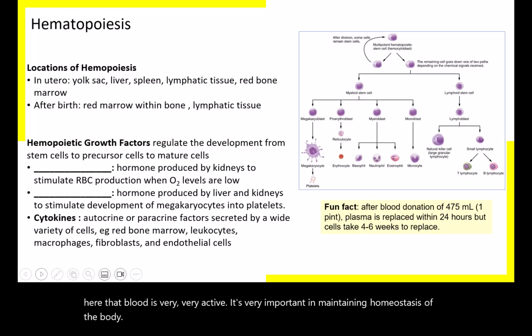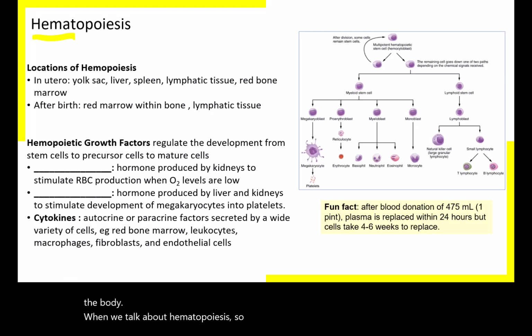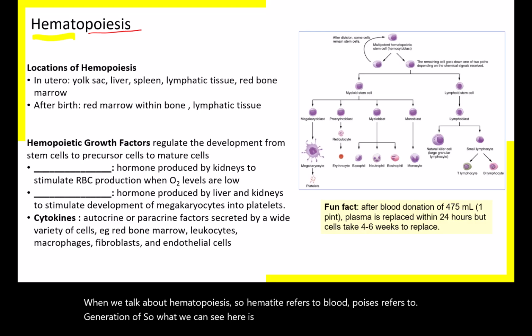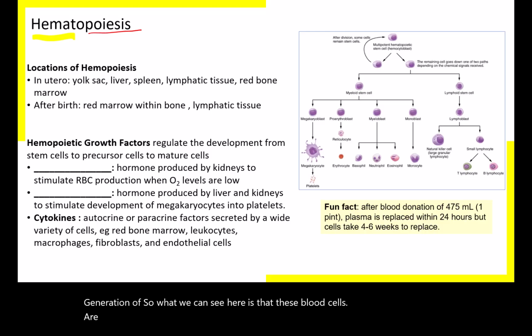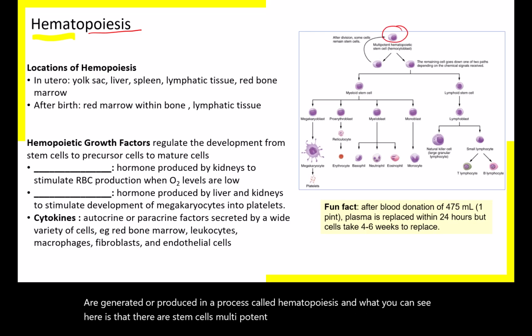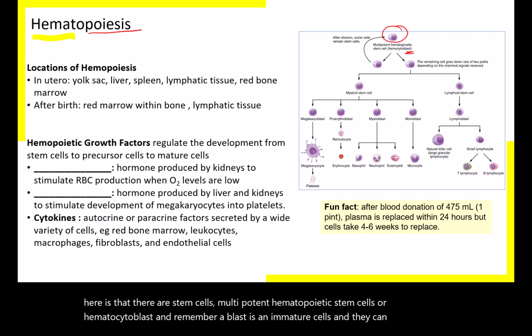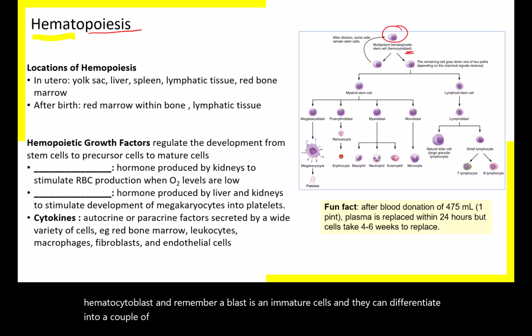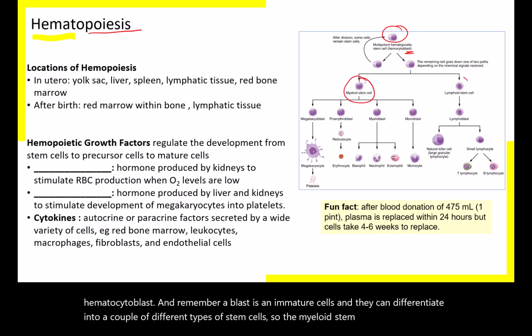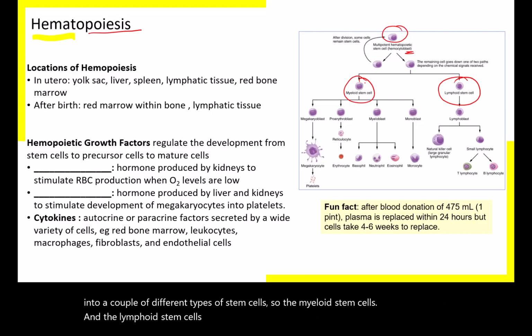When we talk about hematopoiesis, hemato refers to blood, poiesis refers to generation of. So what we can see here is that these blood cells are produced in a process called hematopoiesis. And what you can see here is that there are stem cells, multipotent hematopoietic stem cells, or hemocytoblasts. And remember, a blast is an immature cell, and they can differentiate into a couple of different types of stem cells. So the myeloid stem cells and the lymphoid stem cells. So this happens in the bone marrow.